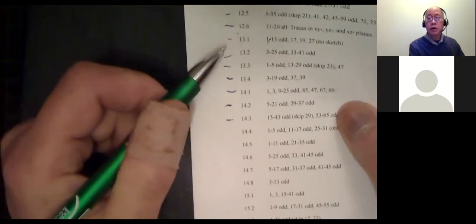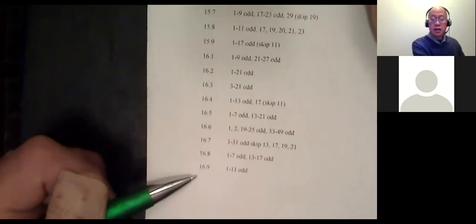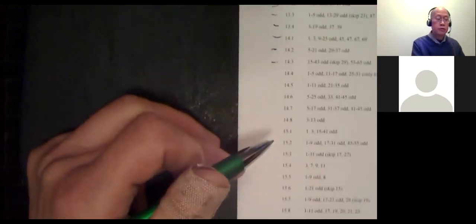Let's see, 13.1 to 13.4. This is our shortest chapter. All the other chapters, again, are longer. Chapter 14 goes up to what, 8 sections? Chapter 15 has 9, and 16 also has 9. So this is a much shorter chapter.